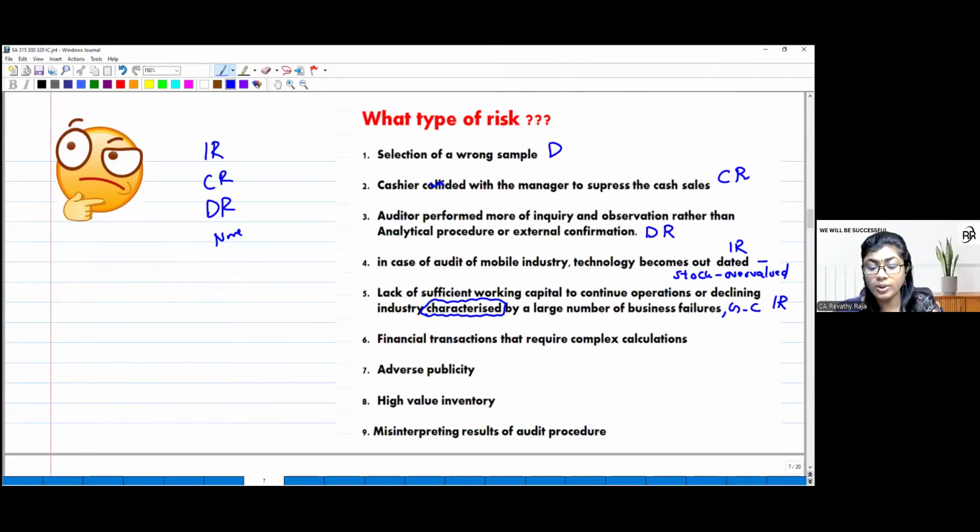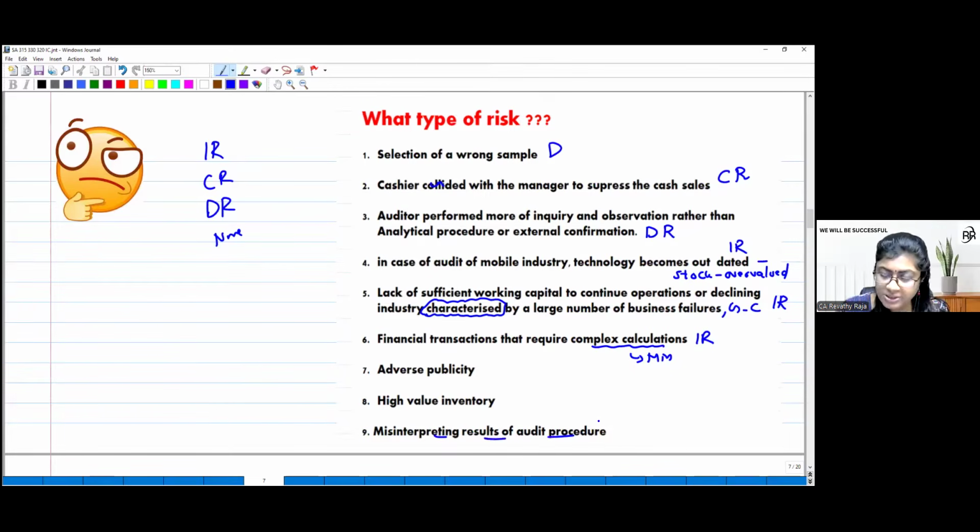Financial transactions that require complex calculation, and there are accounting estimates like provision. Can an accounting estimate be correct? No. It's the nature of the transaction. The answer is IR. Why? Because of complex calculation, financial misstatement can come. So it is inherent risk. Can control prevent? No. Accounting estimate may go wrong. Control cannot prevent.